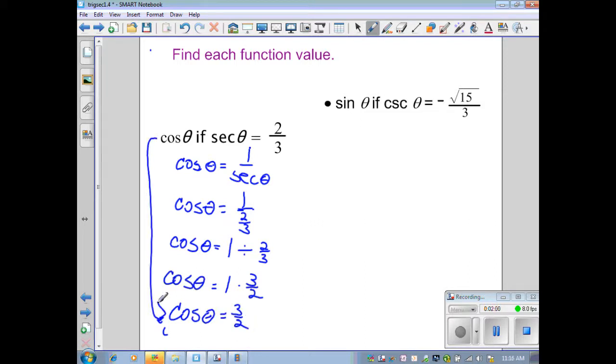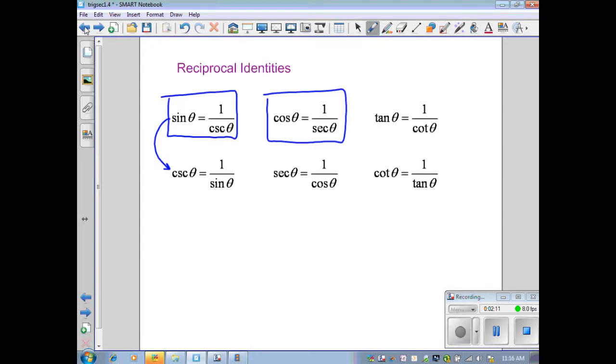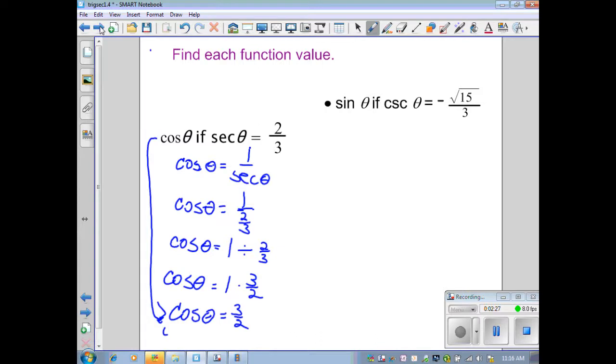Our second example, we need to find sine theta if cosecant theta is equal to a negative square root of 15 over 3. Let's go back to our previous diagram. We're finding sine knowing cosecant. In our previous example, it shows us in a square box that sine theta is equal to 1 over cosecant theta. I'm trying to find sine and I know cosecant, so the one in the box is the one I'm going to use. So here, I know that sine theta is equal to 1 over cosecant theta. I follow the same procedure I did on our previous problem.